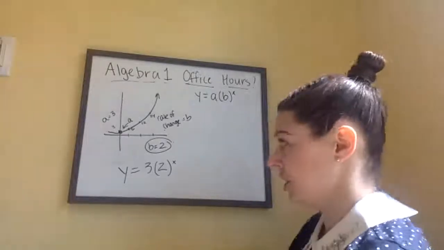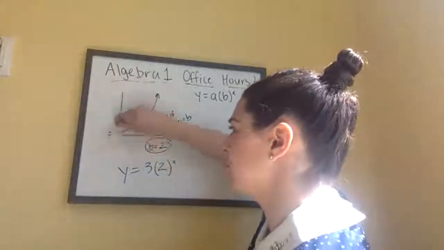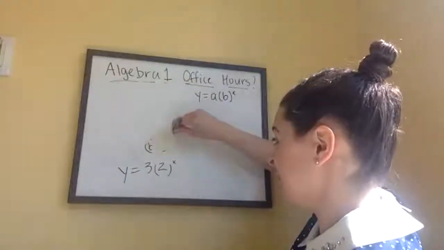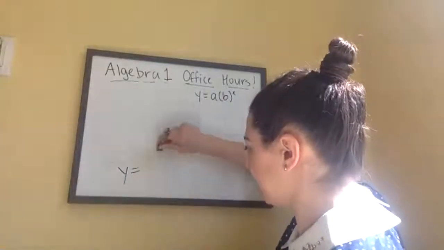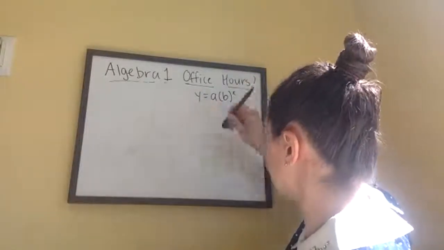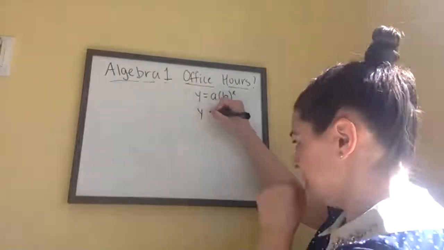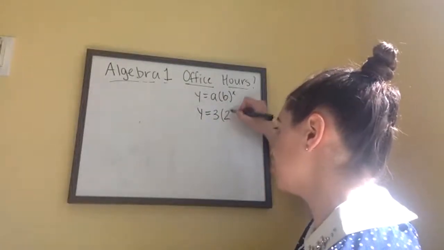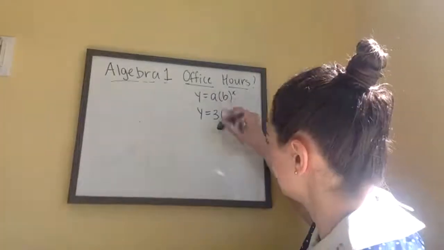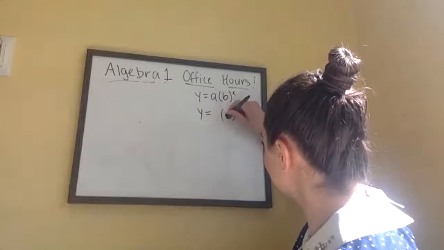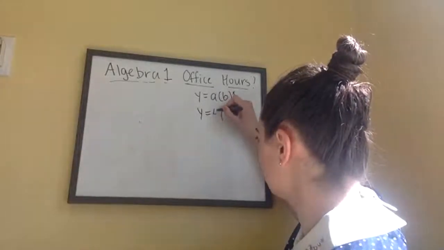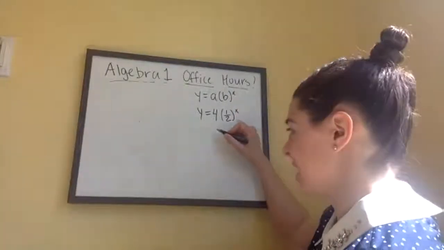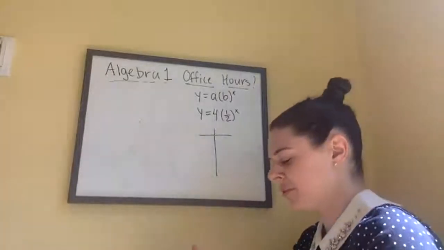Great. Similarly, if you were given an equation and you had to make a graph from it, and you know it's exponential, it's actually pretty easy to do. Okay, so let's say I gave you an equation. Let's say my equation was 3 times 2 to the x. Oh, that's the one I just did. Let's do 4 times 1/2 to the x. Let's do a fraction.